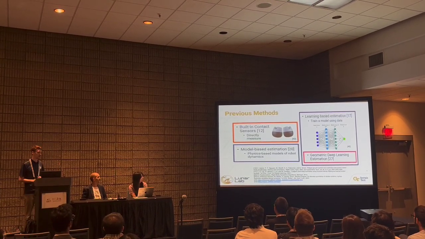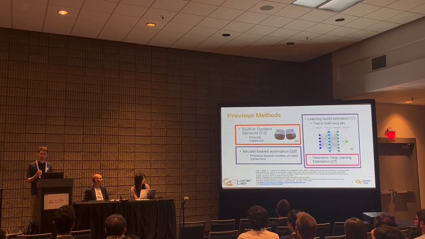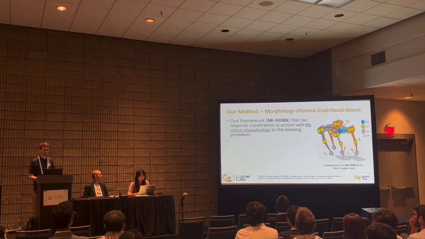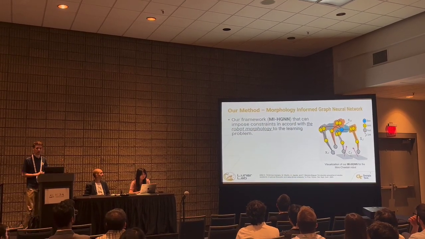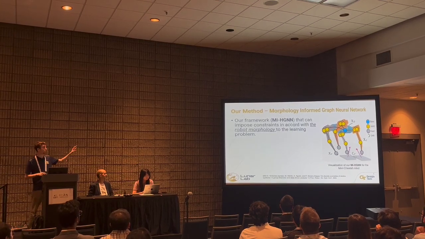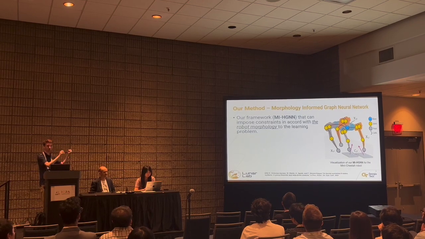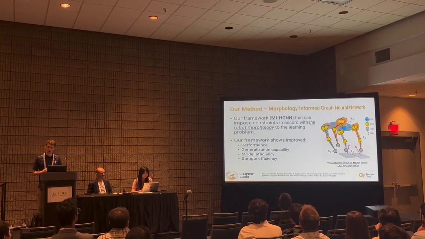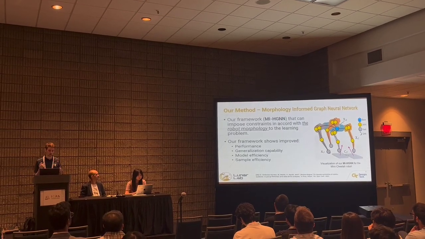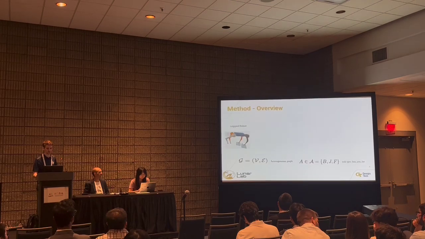So in this work we are inspired by geometric deep learning. Take some sort of model-based information that we know about the world and constrain our learning method so that we don't need as much data. So we propose MI-HGNN, Morphology-Informed Heterogeneous Graphical Network, and we constrain our learning problem with the robot morphology, or the robot structure, as you can see on the right, taking the structure and creating the graph. And we find empirically that this leads to tons of really cool results that we wouldn't necessarily have expected, including performance, generalization capability, model efficiency, and sample efficiency.